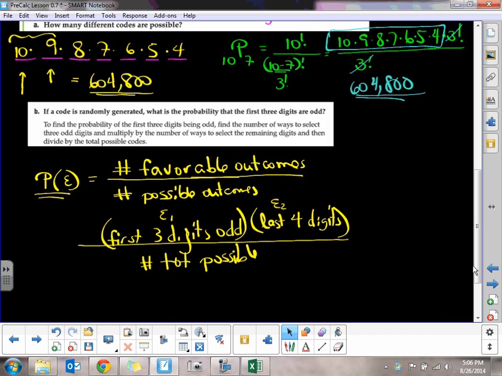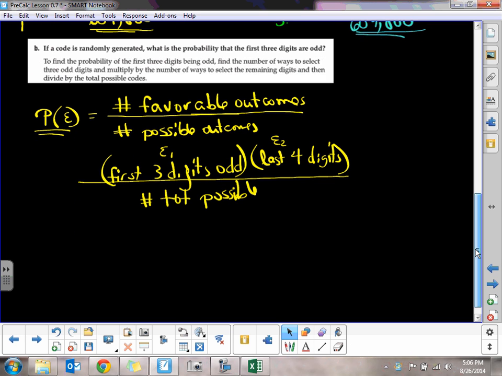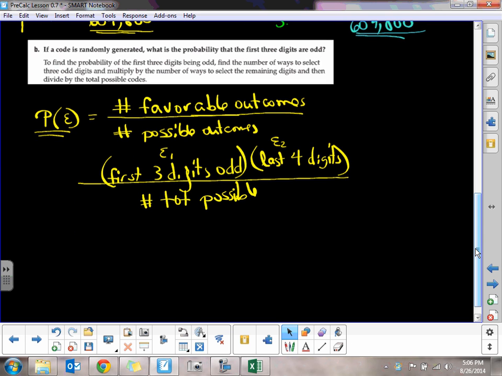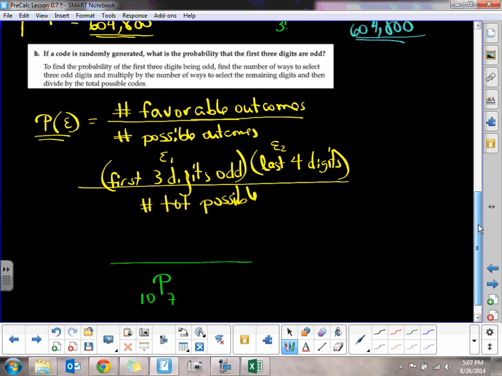Okay, now this piggybacks off of question A. In question A, we figured out the total number of possible outcomes whenever we choose from our 10 objects, choose 7. So I'm looking at the denominator: what's the permutation of 10 things taken 7 at a time? Well, we know that number is 604,800.